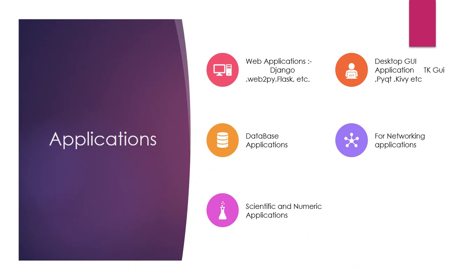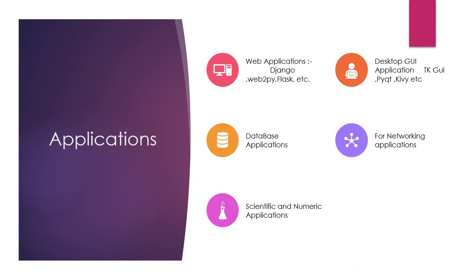What are the applications and the various things for which we can use the Python language? You must know, because this is what helps us decide to learn any programming language. You can do web development, desktop development, database application development, and you can use it for networking purposes. You can use it for scientific and numerical applications, with libraries like SciPy and Pandas that will support you.